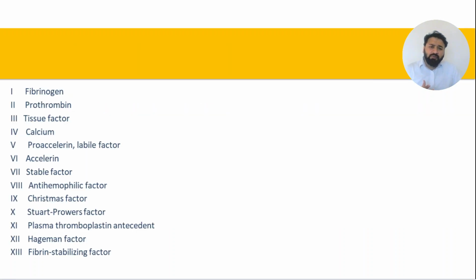Now, what are the factors which are responsible for the coagulation? There are a number of factors, more than 20 of them are known. They are known as the clotting factors or the coagulation factors. So the first factor, factor 1, is the fibrinogen. The second factor is prothrombin, then tissue factor, calcium, proaccelerin, accelerin, stable factor, antihemophilic factors, Christmas factor, Stuart-Prower factor, plasma thromboplastin antecedent, Hageman factor, fibrin stabilizing factor, and so many others.